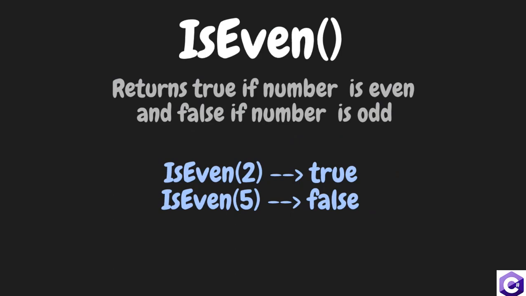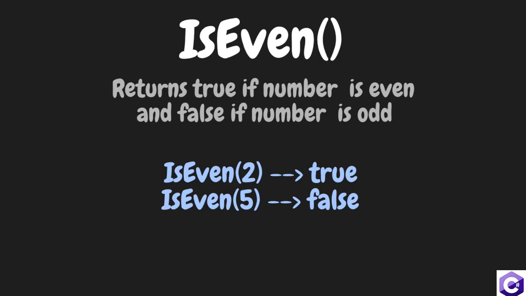Okay, so the first one is called isEven. This function will take in as a parameter an integer, and it should return true if the number is even and false if the number isn't even. So for example, isEven of 2 would return true and isEven of 5 would return false.